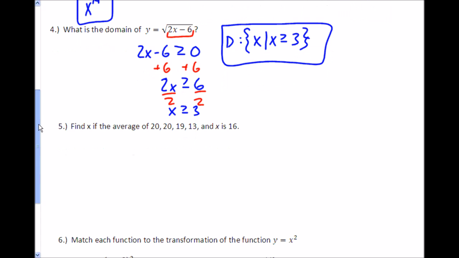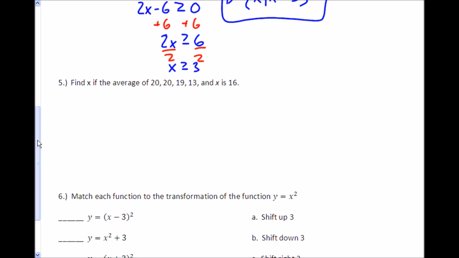In number 5, it asked me to find x if the average of these numbers and x, including that as one of the numbers, is 16. So I'm just going to set this up. When I take the average of something, I add up all the values I have, the 20 plus the 20 plus the 19 plus the 13 plus the x. I have to include x as one of my values. Even though I don't know what it is yet, I still have to include it as a value. I'm going to divide by how many I have. And again, since I included x, it's 1, 2, 3, 4, 5 values. And that's how I find the average.